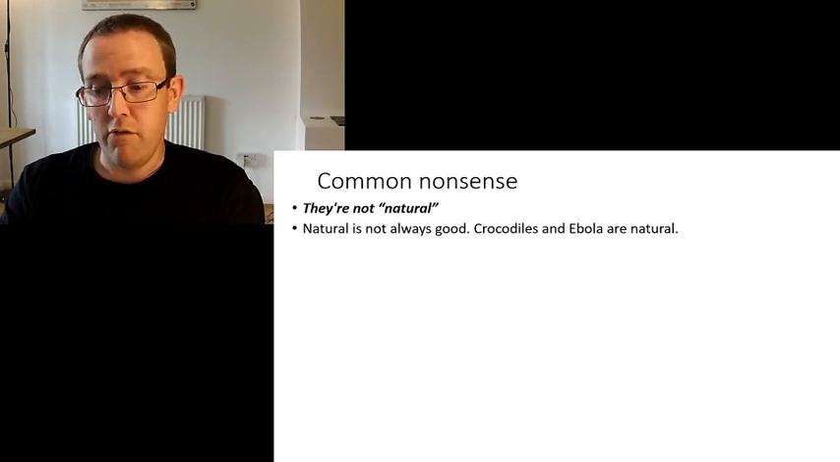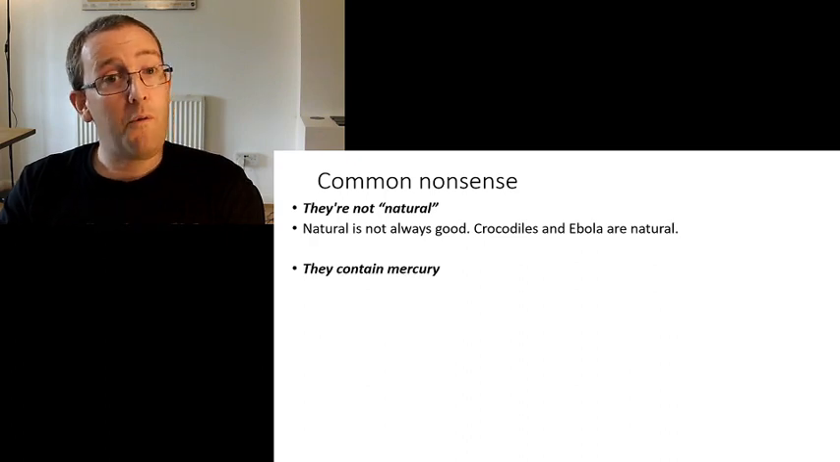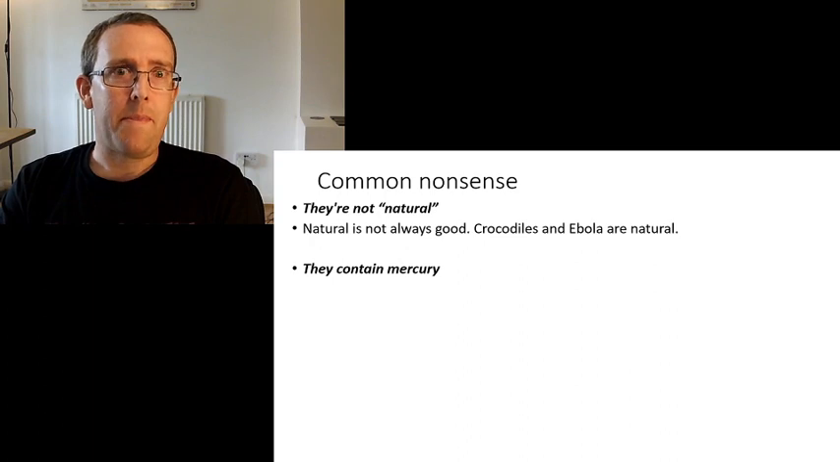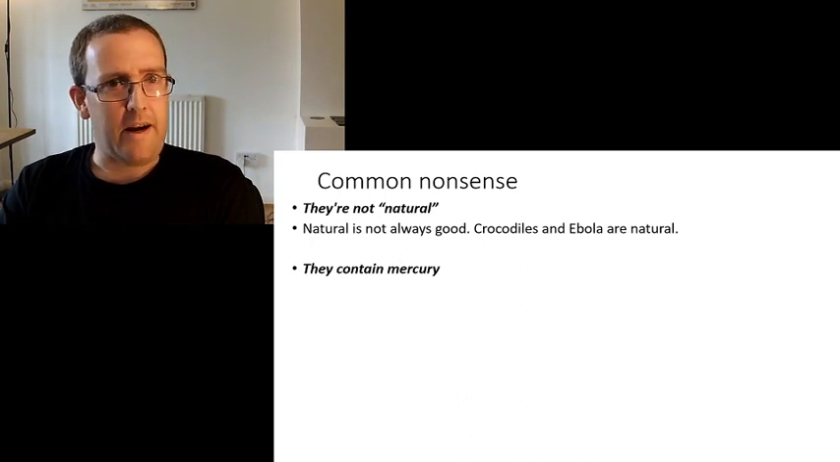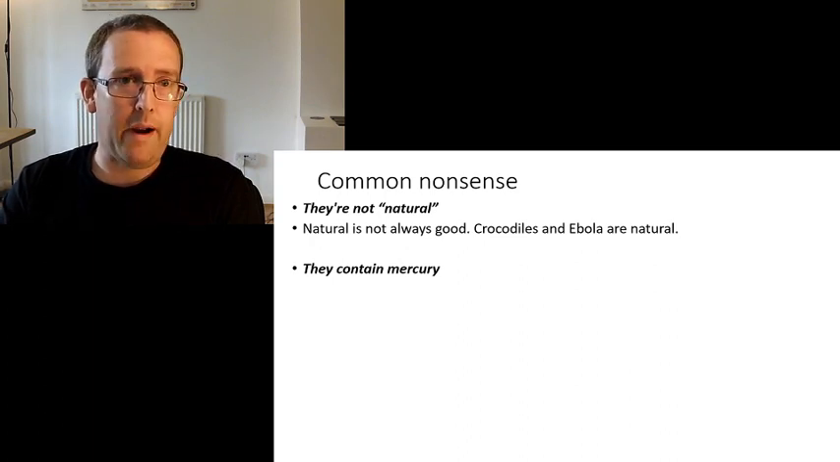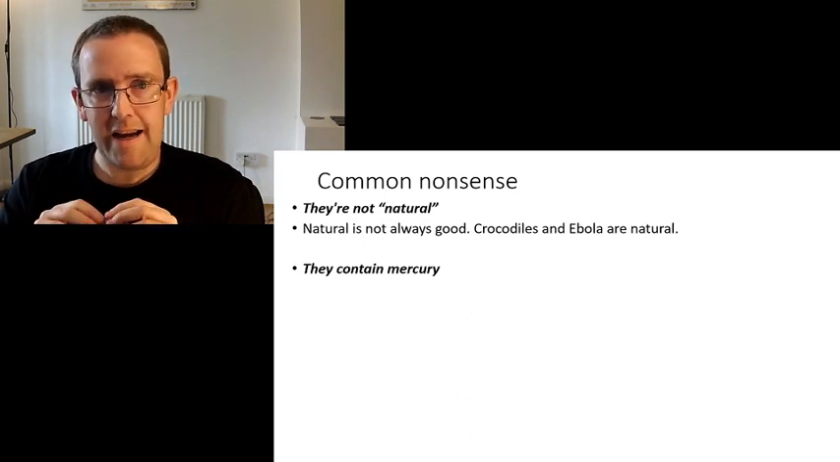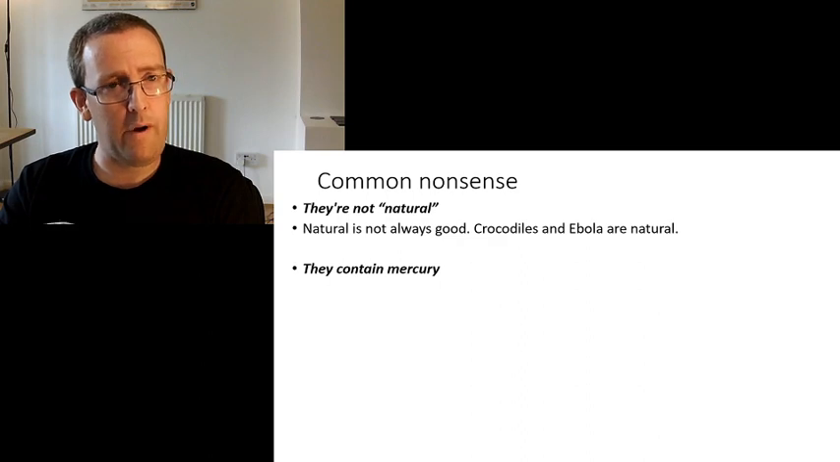Right, next one. You often hear this one, that they contain mercury. Now, that may be true in some vaccines, and there are various chemical compounds all over the world that have atoms of mercury as part of a larger molecule. But what I'd say to that is, lots of things contain elements or compounds that if they were concentrated on their own would be harmful, but in context are fine.